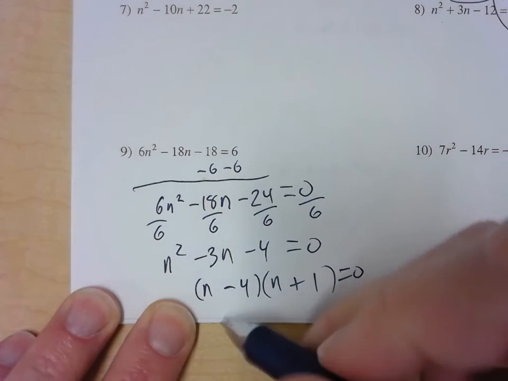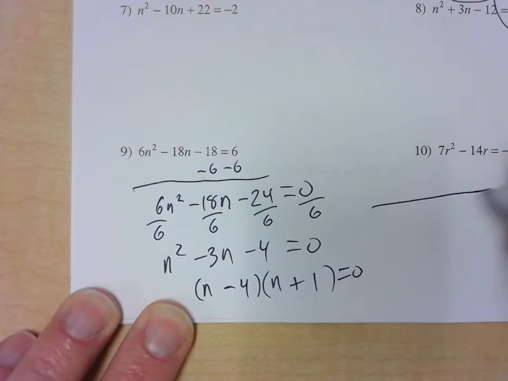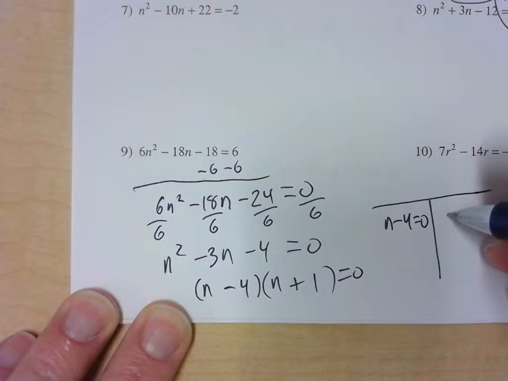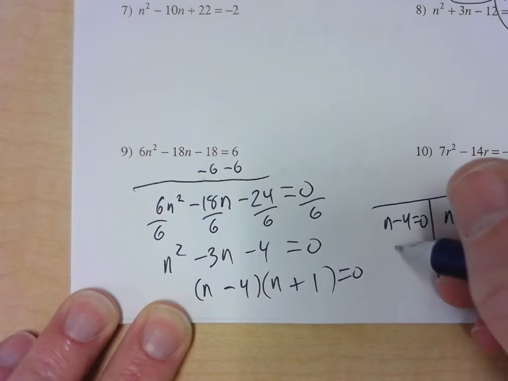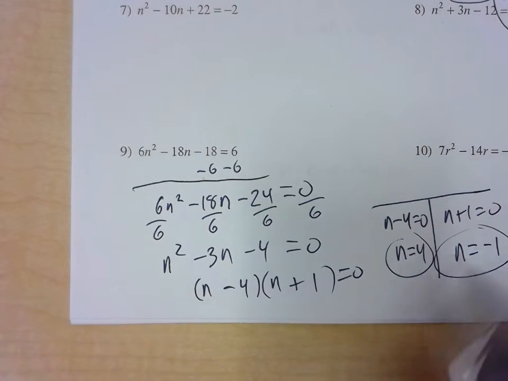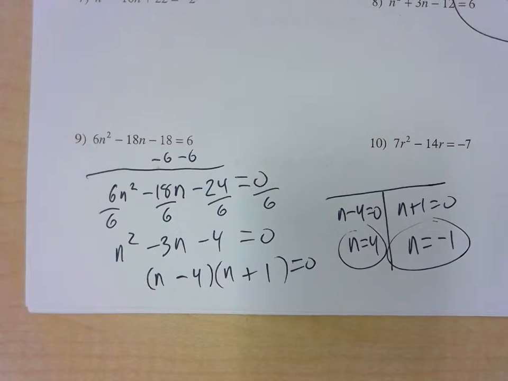So now we can make our zero product property. So n minus 4 is equal to 0, n plus 1 is equal to 0. So n is equal to 4, because I add the 4 over, and subtract the 1 over, n equals negative 1. So that's the answer to this one. Now if you write a little bit smaller, you don't have to worry about that, but I did take out the common factor. That will happen on this one.